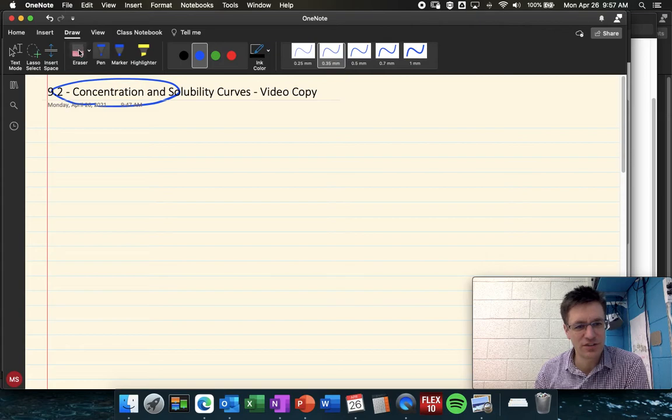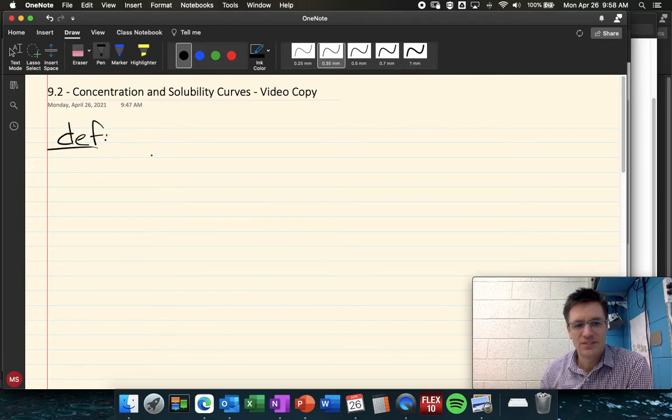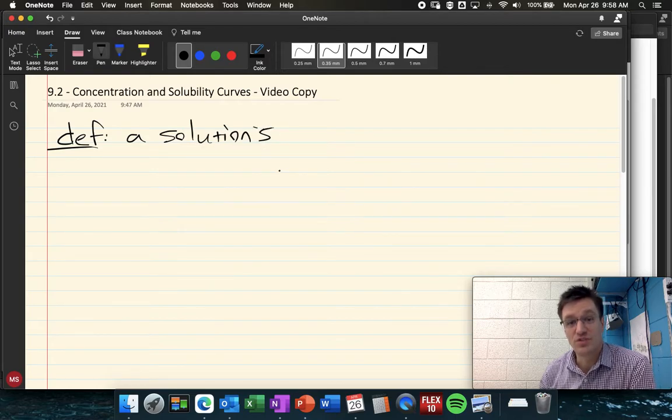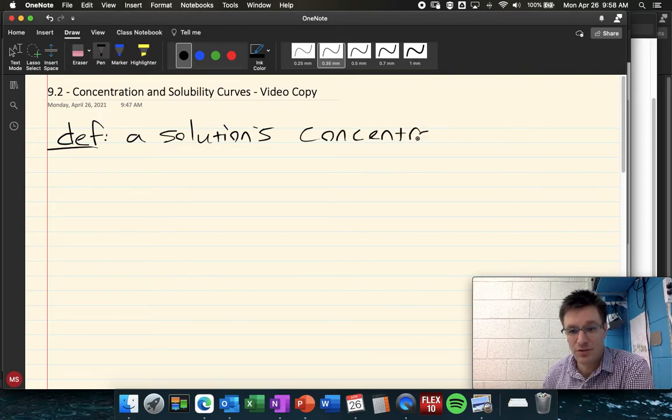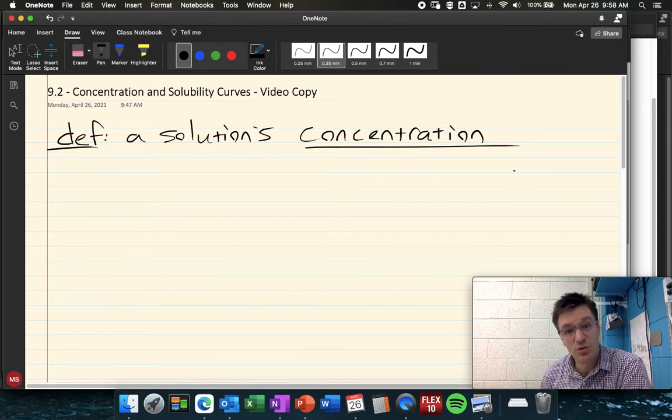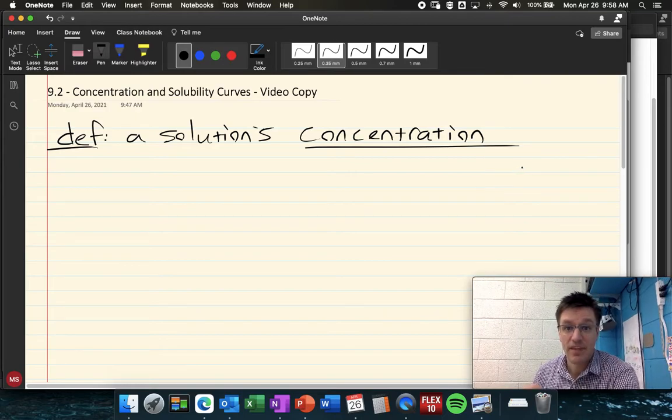Let's write down a definition. That's not the exact definition we're looking for right now. A solution's concentration is like how much solute is dissolved in that solution. So you know that if you're going to make Kool-Aid, you can make the Kool-Aid with lots and lots of sugar and lots of Kool-Aid powder, and that'll be a very concentrated Kool-Aid solution, which most of you like.